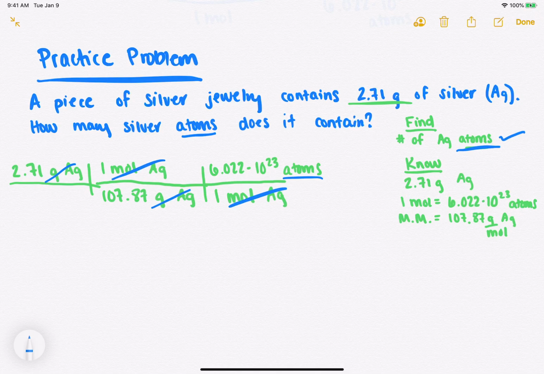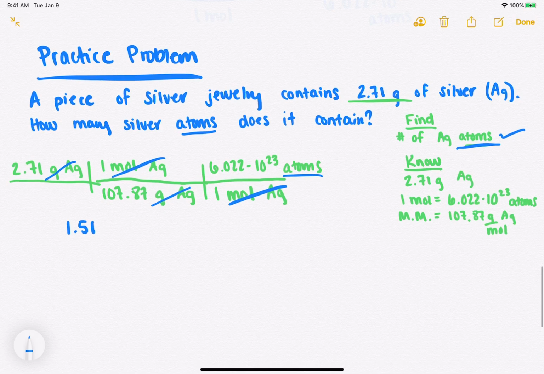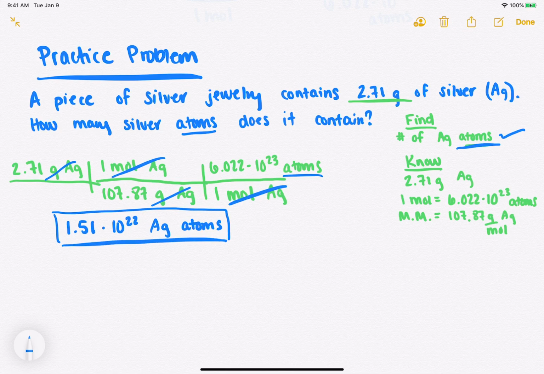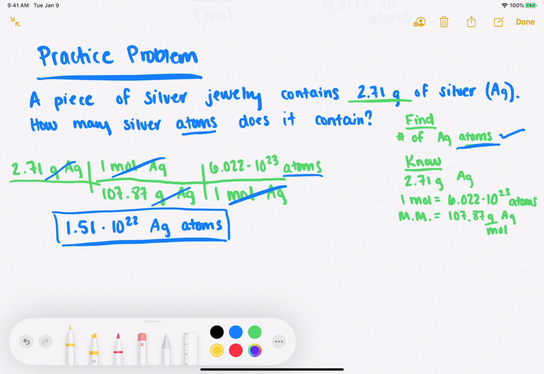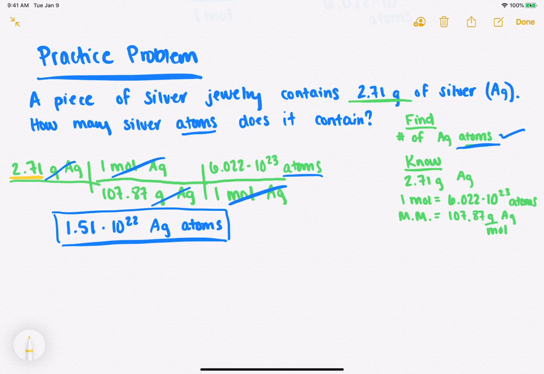So I'll give you a moment to plug that into your calculator. And the answer should be 1.51 times 10 to the 22nd silver atoms. So notice our significant figures. We used 3 significant figures here. So that's because this value has 3 significant figures. This value has 5. This one has 4. Since 3 significant figures is our fewest, we have to round our final answer to 3 sig figs.